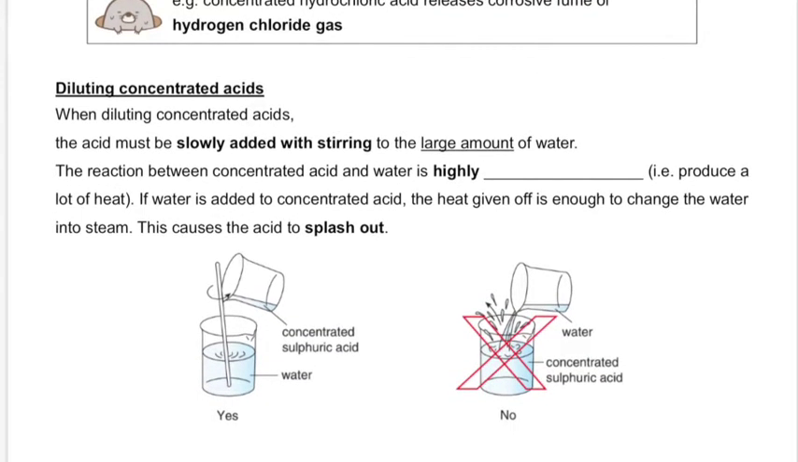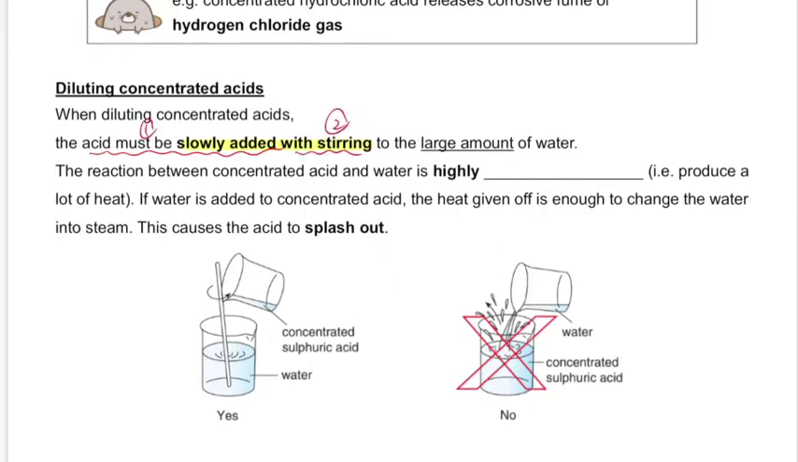Okay, here is a diagram. Remember, we should always add acid into water. Okay, add acid into water, not the other way around. So acid must be slowly added with stirring. So there are two key words: acid slowly added, and then with stirring.